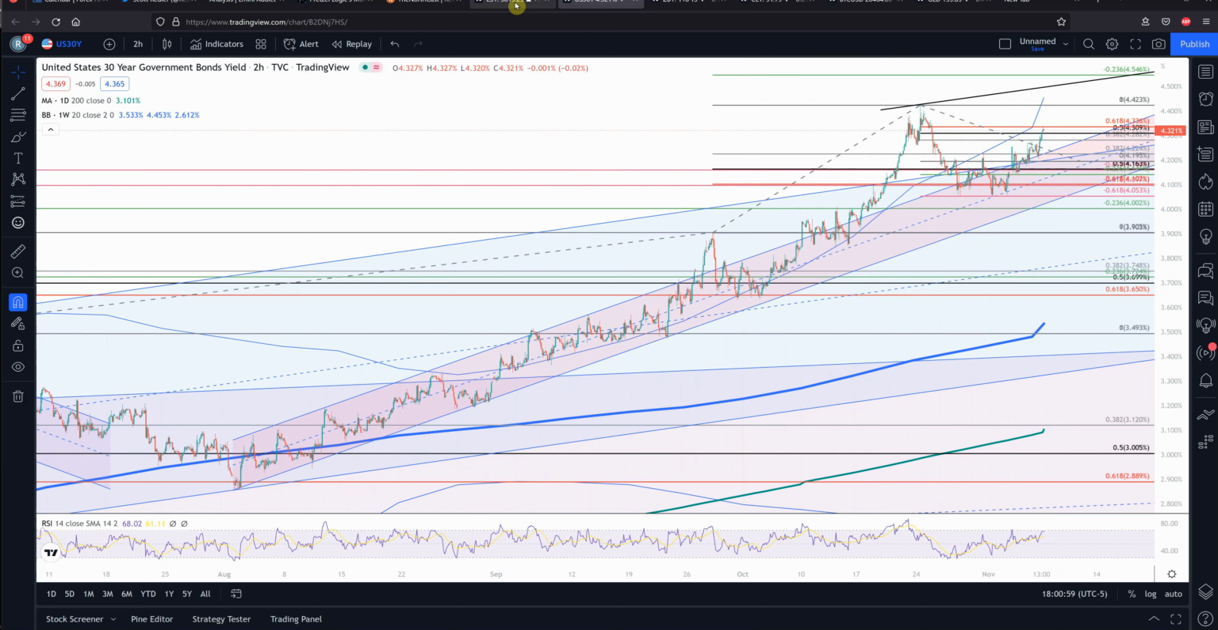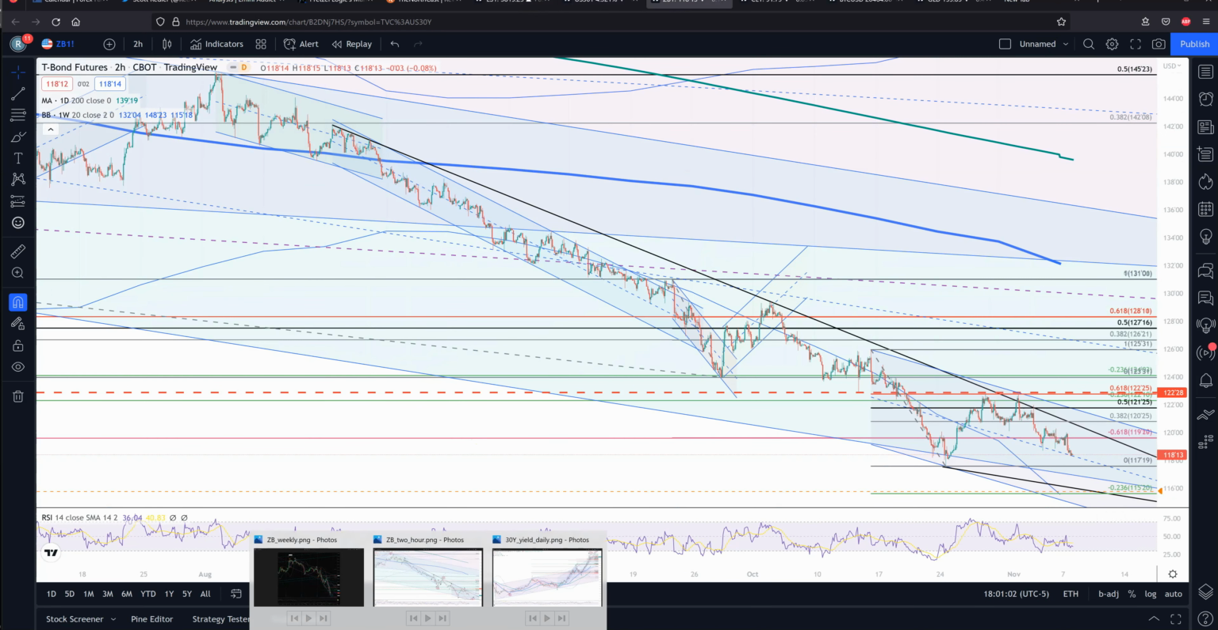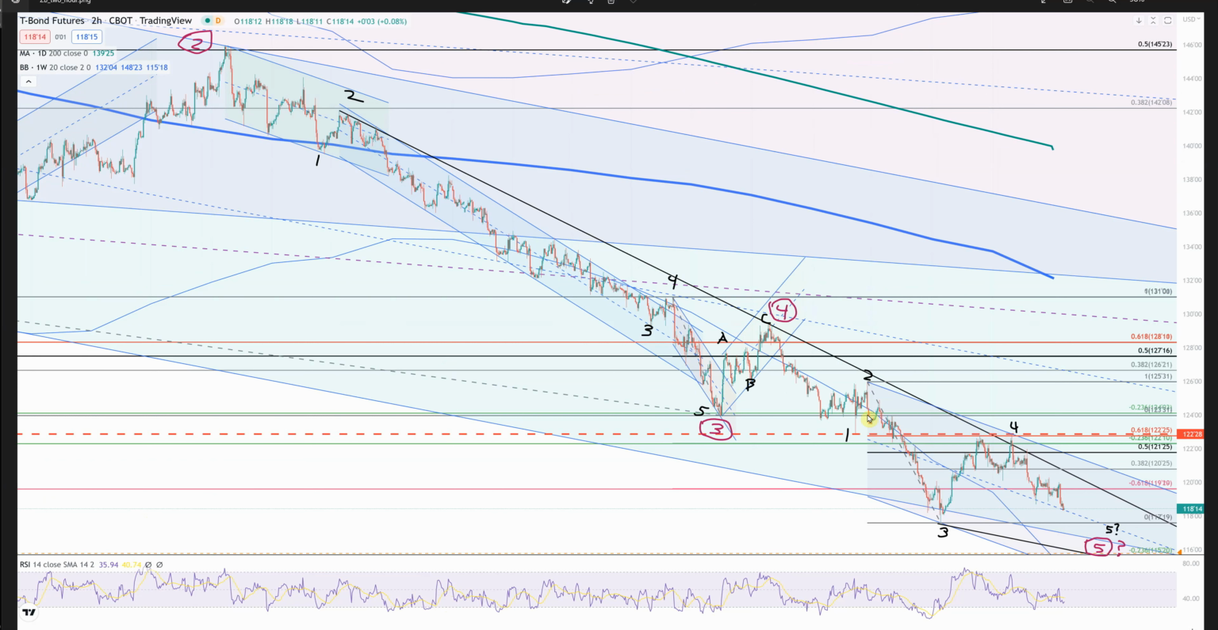Coming out of this extension, this looks like a 3-wave move into the most recent low right here. This 4th wave was a weak correction that came back. The top of this 4th wave was to the tick the same as the bottom of this potential wave 1 right here.